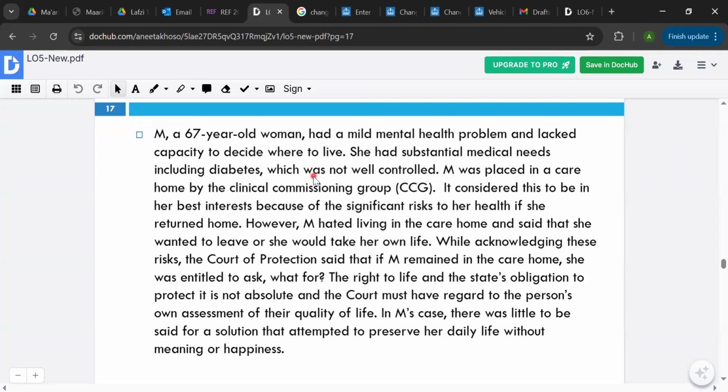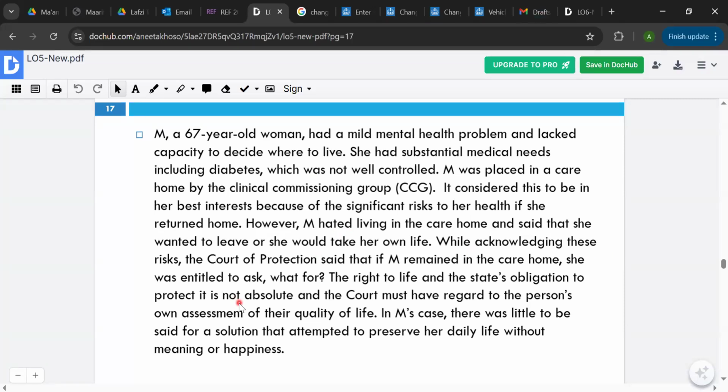home. Although home is obviously the best place, and you would all love to stay at home even if you're getting the care, that care would not be adequate. And M hated living in a care home. She wanted to live in her own home, or she would take her own life. It was so bad. She wanted to leave that place.